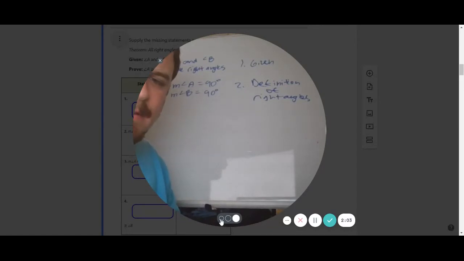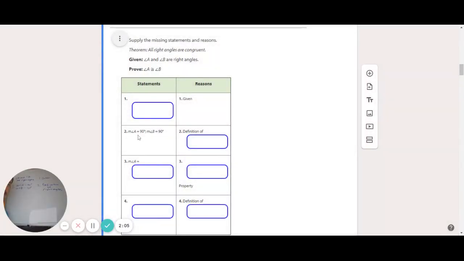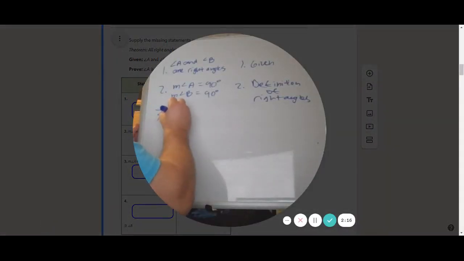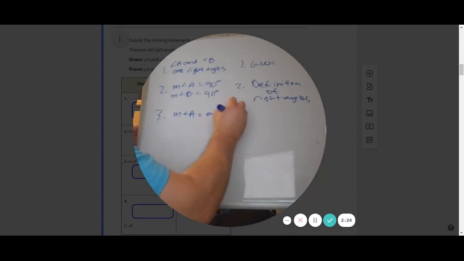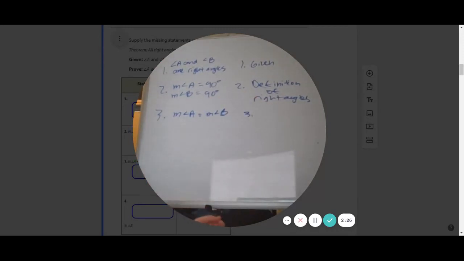Definition of right angles. So then if we get to say measurement of angle A is 90 degrees and measurement of angle B equals 90 degrees, if they're both 90, then the measurement of A must equal what? A is 90, B is 90. It must equal the measurement of angle B. And why do we get to say that? Obviously, we're taking B and substituting it in the place of 90. You see that? A is 90, B is 90. So instead of a 90, we write B. So you could have said substitution, and that would have been correct. I would be okay with that.